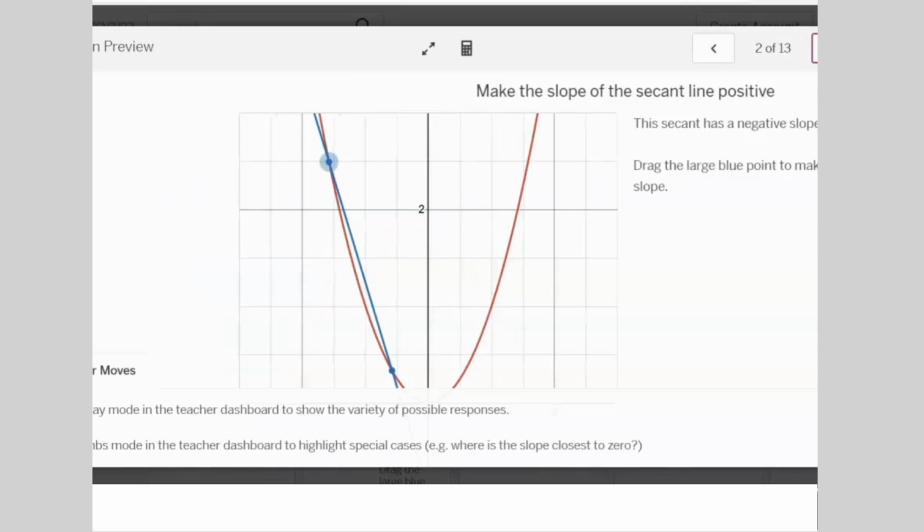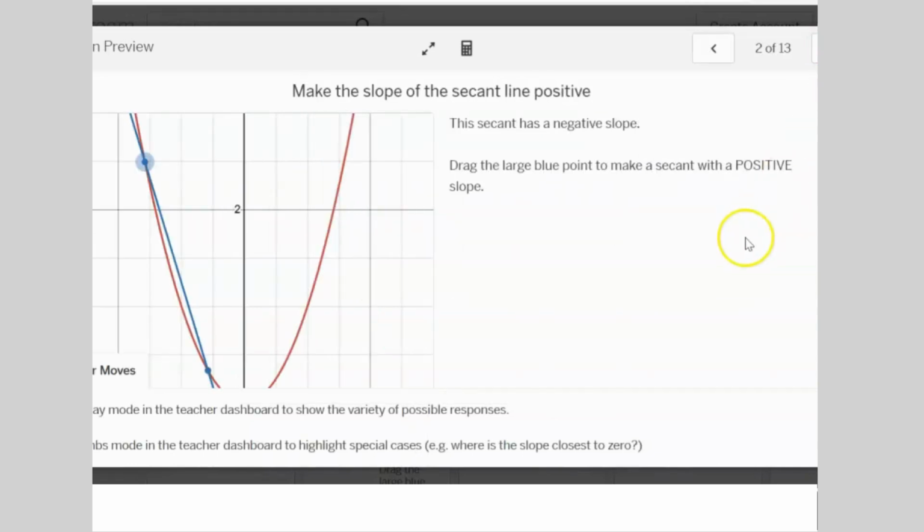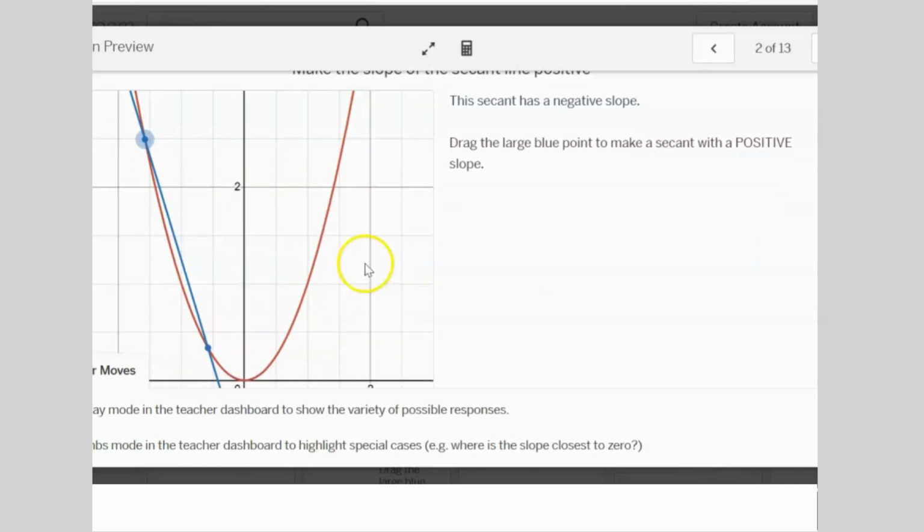Okay, so let's look at the next part. On here, we have a slider. It says this secant has a negative slope. Drag the large blue point to make a secant with a positive slope. If we move this point along the curve, we can see that the secant line slope is changing. It's getting smaller and smaller.